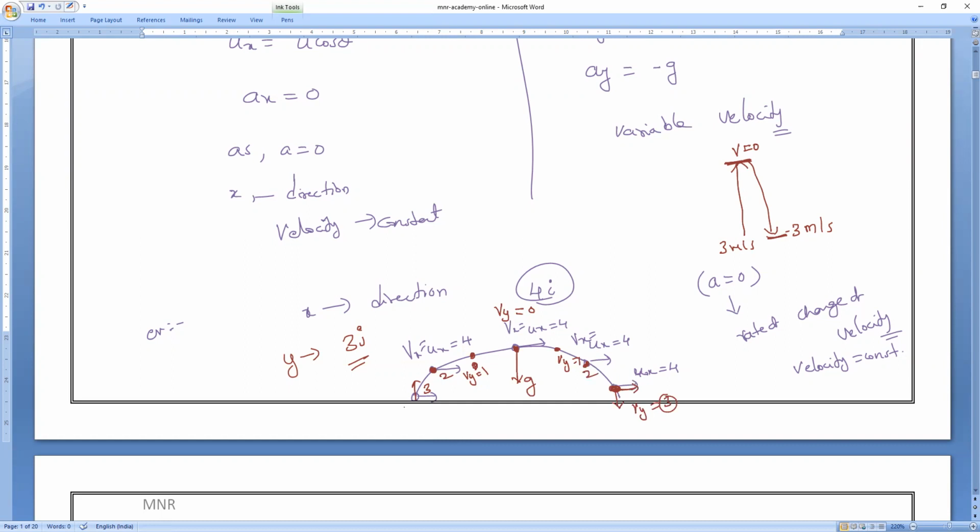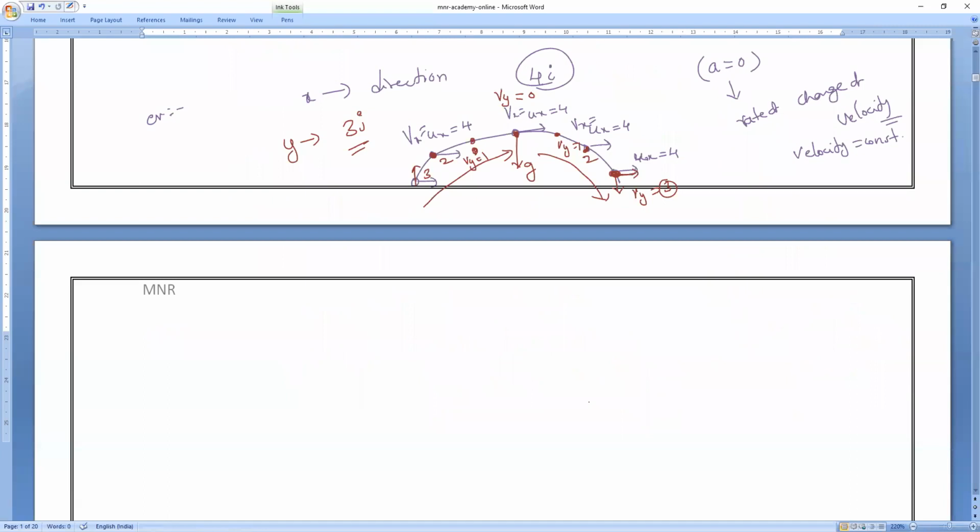So first, when it is going up, does the Vy value decrease or increase? All of you. Decreases. When it is coming down, what will happen to the Vy value? Increases. That is what. So first Vy decreases. At maximum height it will become what, everybody?